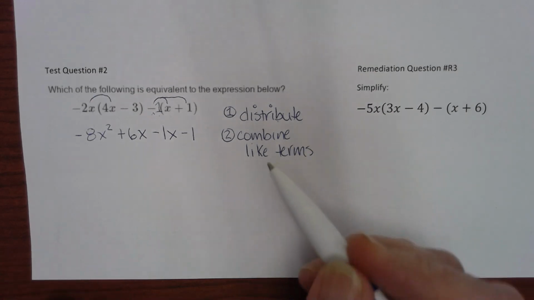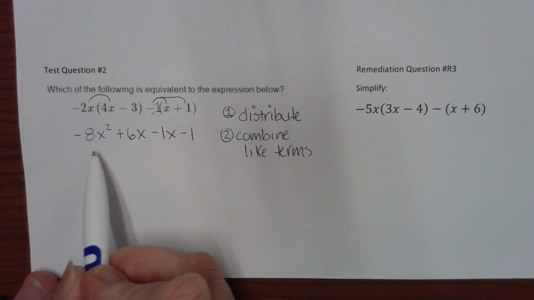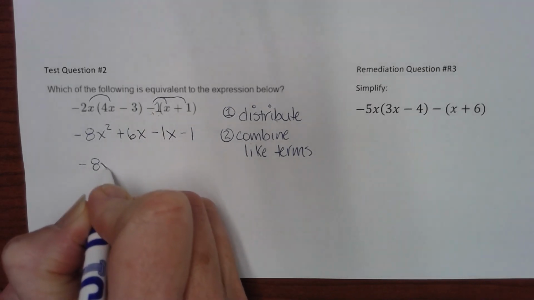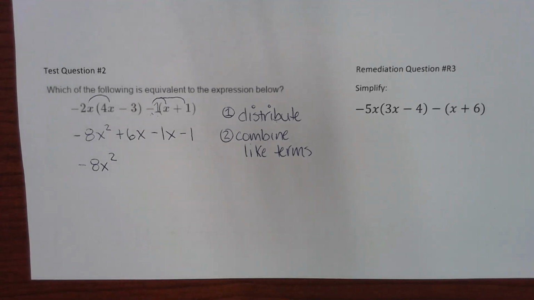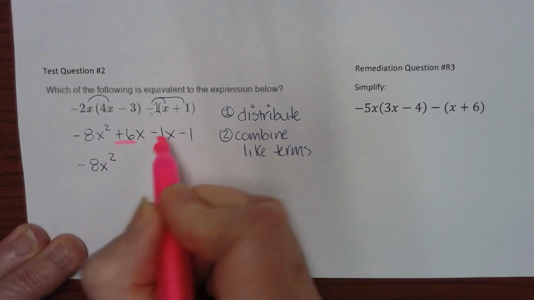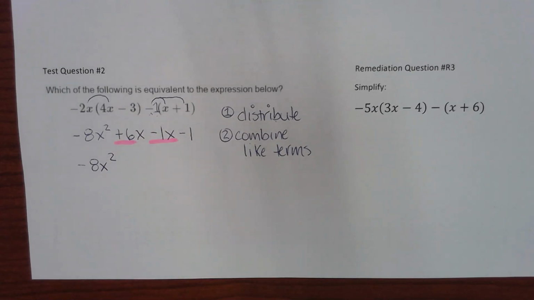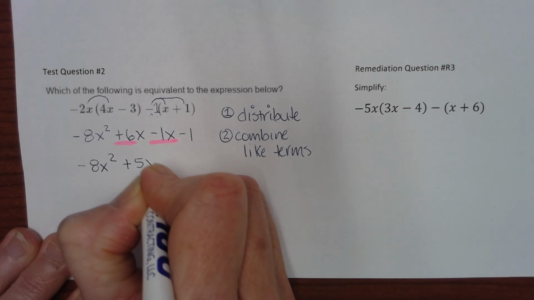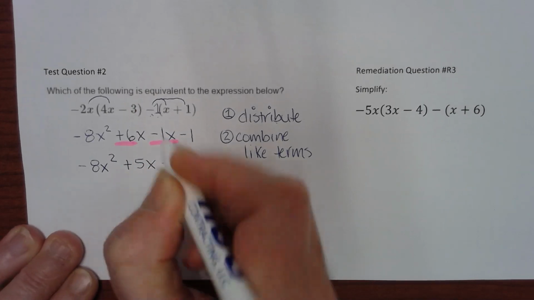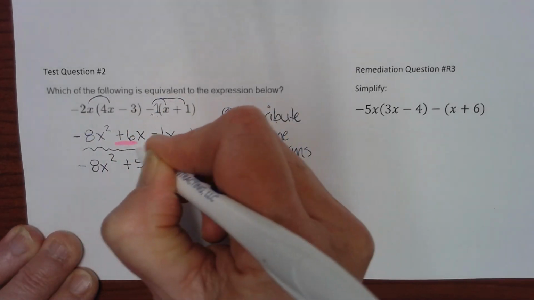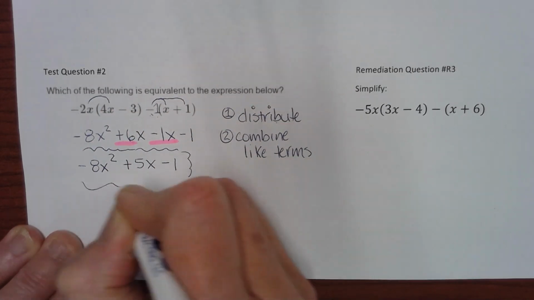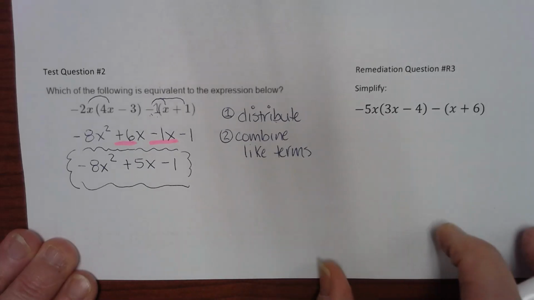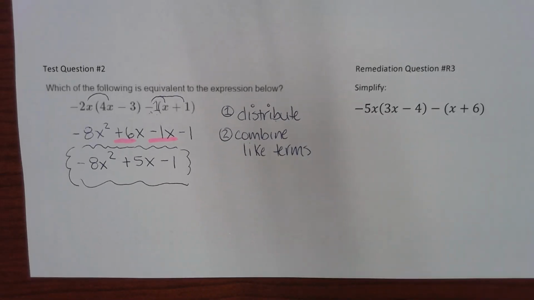All right, so now let's combine like terms. So -8x squared doesn't go with anything, so I'm going to bring that down. And I've got a positive 6x and a -1x that go together. So when I combine, I get a positive 5x, and then -1 goes with nothing. So my answer is -8x squared plus 5x minus 1. Okay.